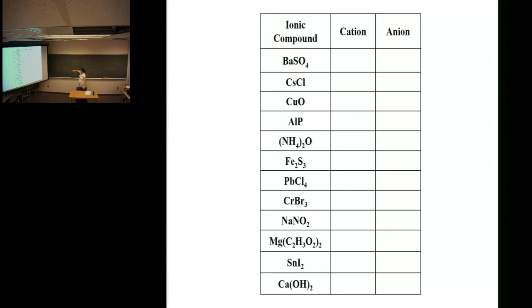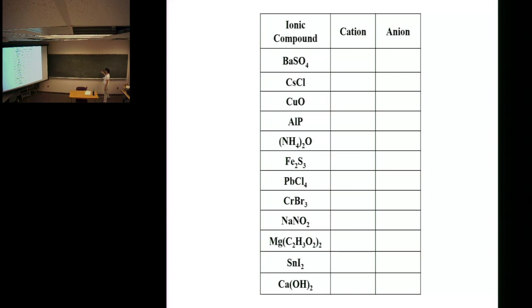And look where copper is. Okay, so I'm looking for copper, and it's not in group 1, it's not in group 2, and it's not on the diagonal. That means I need a Roman numeral or an -ous/-ic ending. Okay, so that's going to be copper 2. Copper 2 oxide. And then aluminum phosphide, that's a 3 plus and a 3 minus.